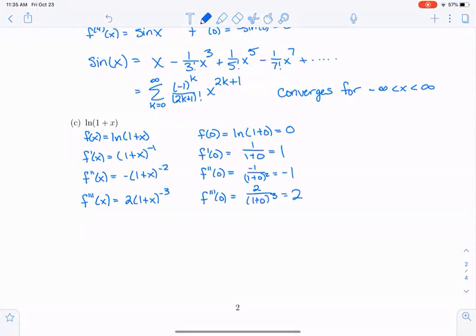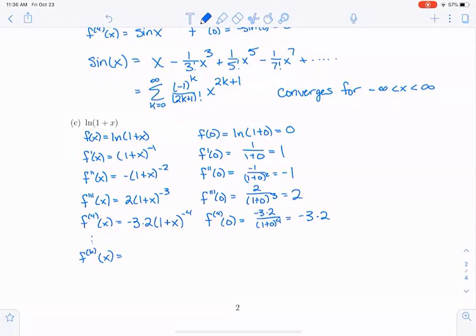So that's 2. And then I'm going to do one more. The fourth derivative at x is going to be negative 3 times 2 times 1 plus x to the negative 4. So the fourth derivative at 0 is going to be negative 3 times 2 over 1 plus 0 to the fourth. So that's negative 3 times 2. That should be enough to establish the pattern. For the fourth derivative, I got a 3 factorial, and for the third derivative, I got a 2 factorial.